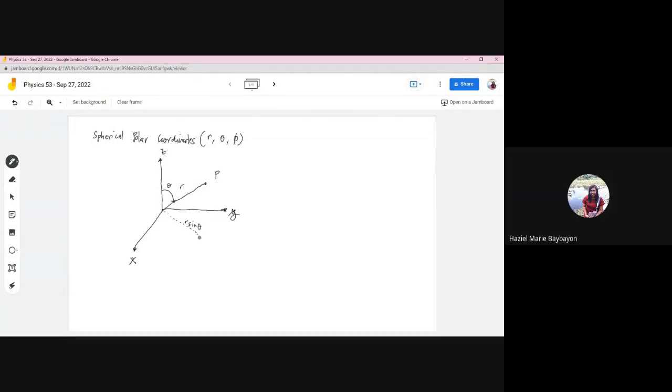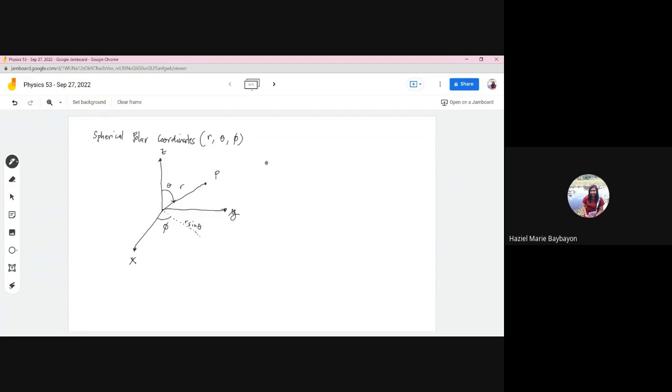This length here is equal to r sine theta because, as you can see, it is just the line joining the positive z-axis to your point P, a straight line, which is just the opposite side of your angle theta. So this is r sine theta. Okay, so phi is measured from the positive x-axis towards your projection of r in the xy plane.